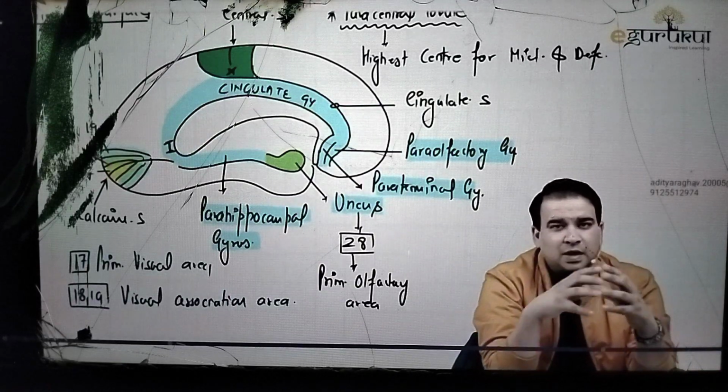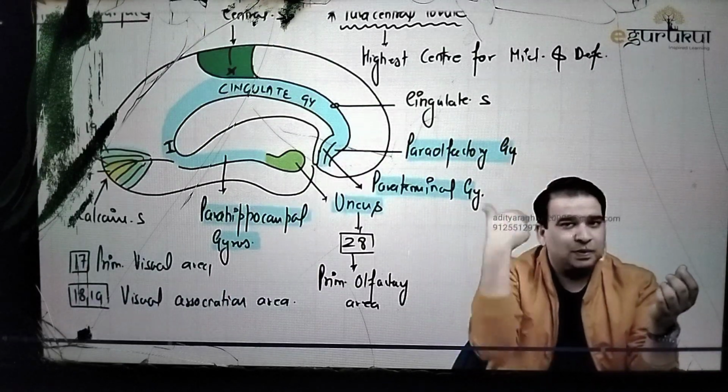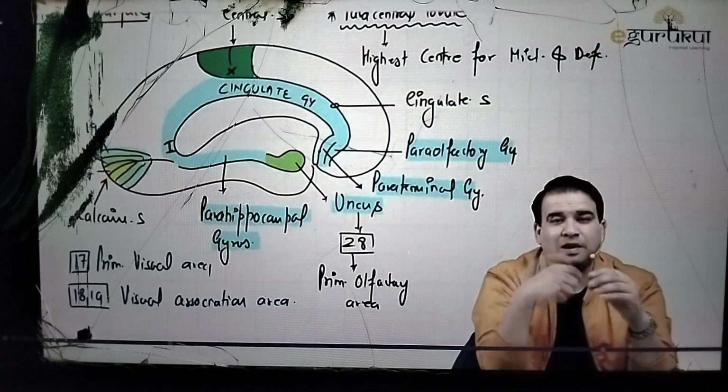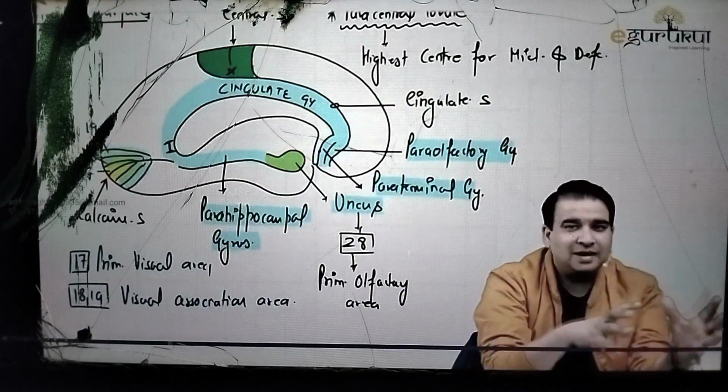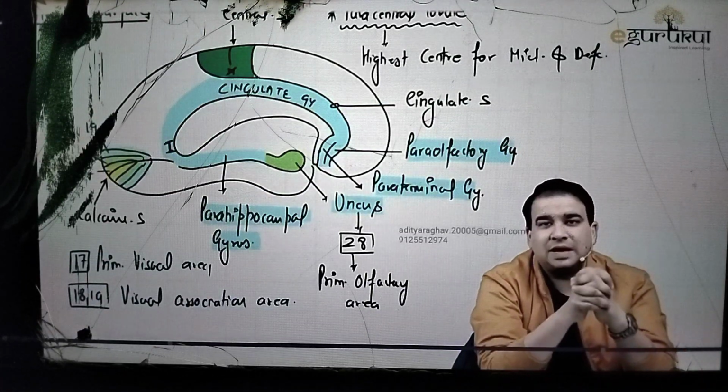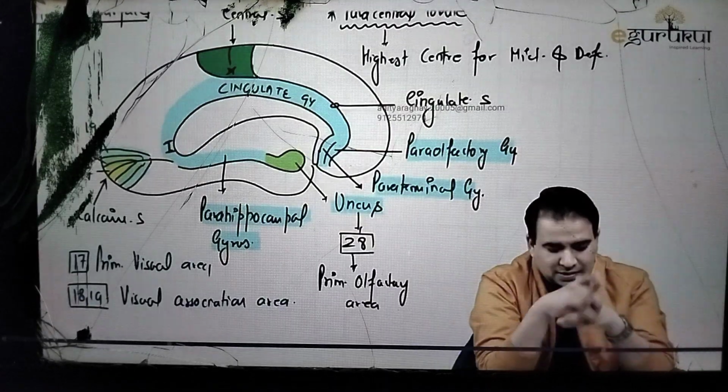We said area number 4 is the motor cortex, fine. Area number 4 is the precentral gyrus, but in that precentral gyrus, where is the upper limb, where is the lower limb, where are the trunk fibers coming from, where are the head and neck fibers coming from? For that, we need to know about the sensory and motor homunculus. So let's talk about that part in this section.